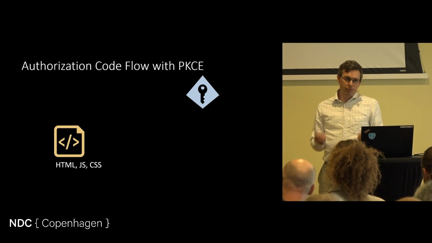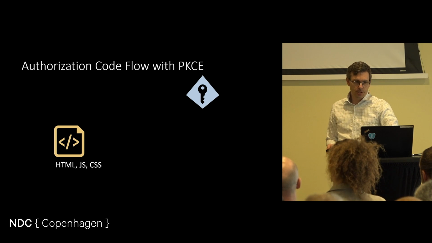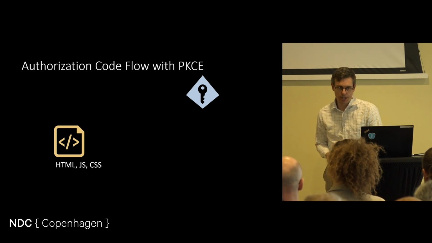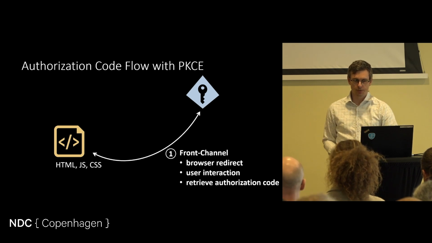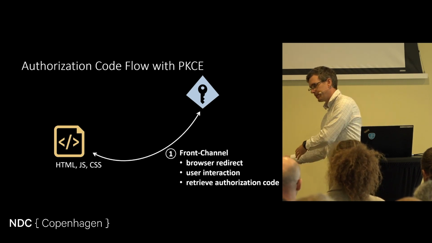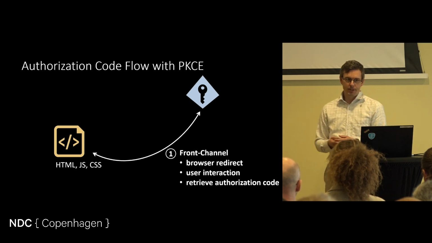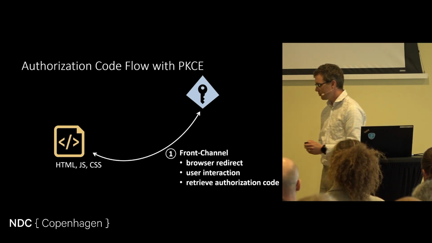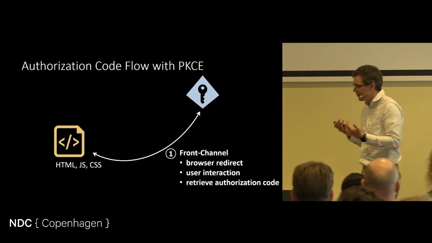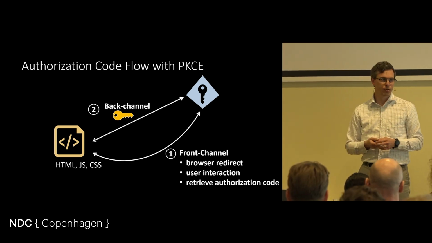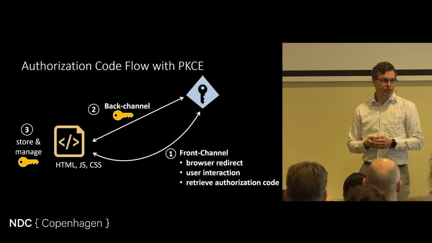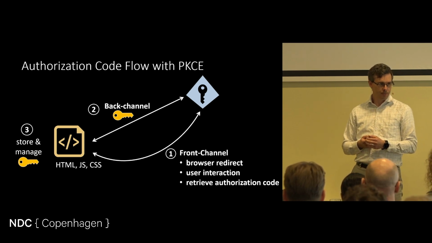So we went further with the authorization code flow with proof key code exchange, which is better. We are now making the front channel call, the redirect back and forth. We get something called an authorization code back representing the authorization event. And then we exchange that over the back channel for the actual tokens. We store and manage the tokens.